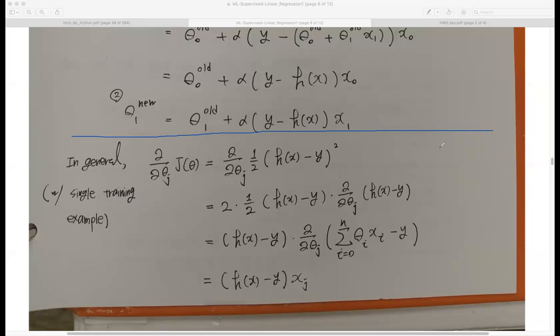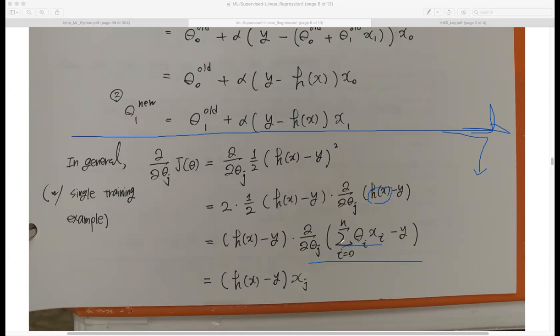Okay, so up to here we considered just one feature, right? But from here we consider n features. Considering n features, then h of x is going to be the sum of theta i times x i, where i goes from 0 through n. Okay, the partial derivative of this guy is going to be what?